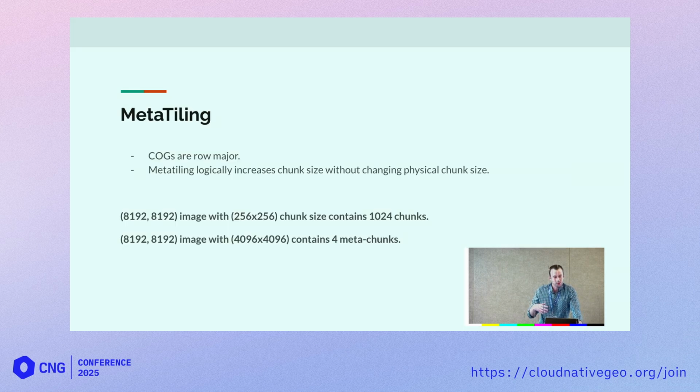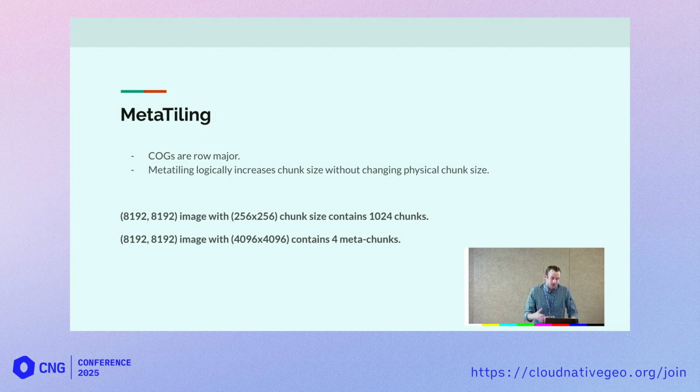MetaTiling is really straightforward. COGs are row major, which means blocks in the COG in the same row are stored adjacent to each other on disk. One of the problems I've seen a lot in the Zarr community is if you have a chunk size that's not good for your application, you need to physically rechunk your data into a new data set that has a larger or a smaller chunk size depending on what you're doing, especially for temporal chunks. If you're doing daily reads versus monthly versus yearly, the chunking can really matter. The nice part about MetaTiling is that you can logically increase the chunk size without changing the physical chunk size.